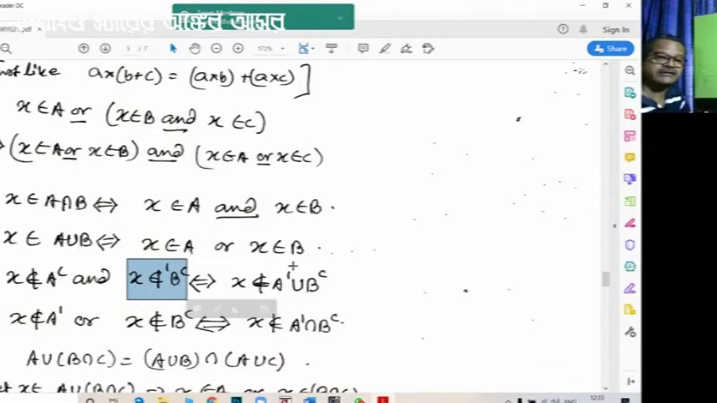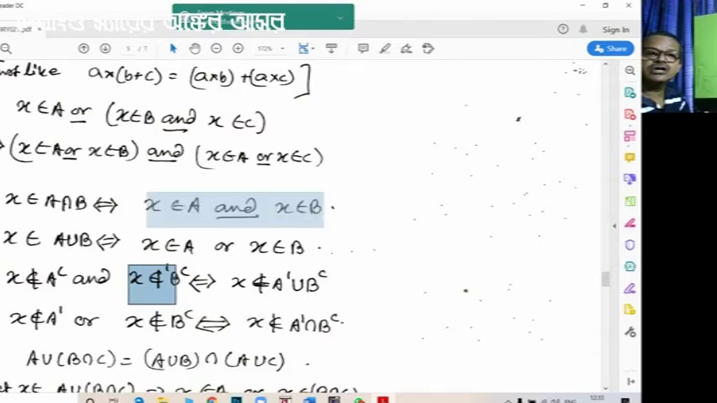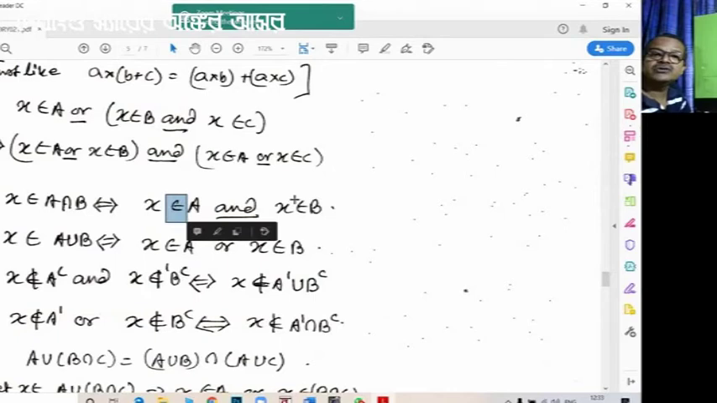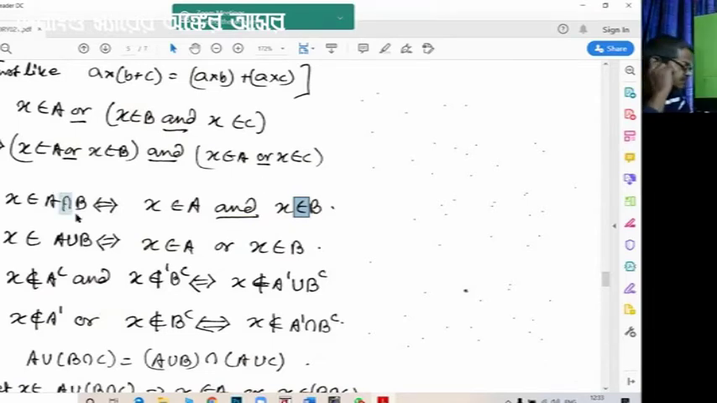Now see, number 5 is a very important result. There are two relations, and they almost look alike. What is the difference? In this relation it was belongs to. When it is belongs to and there is "and" in between, that will be intersection.